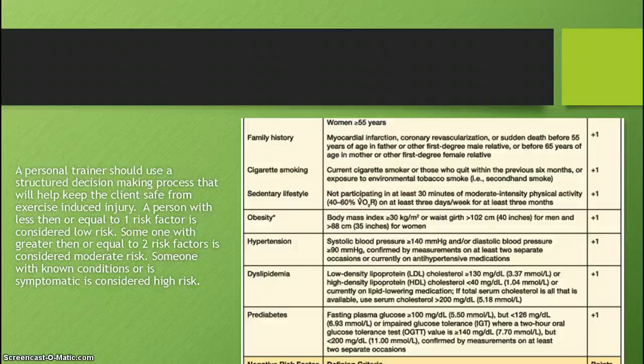A person with less than or equal to 1 risk factor is considered low risk. Someone with greater than or equal to 2 risk factors is considered moderate risk. Someone with known conditions or symptomatic is considered high risk and should be referred to a doctor across the board for the fitness assessment and clearance for any increase in activity. This picture to the right is a partial section of the risk assessment.